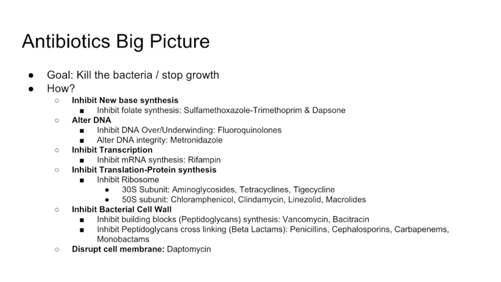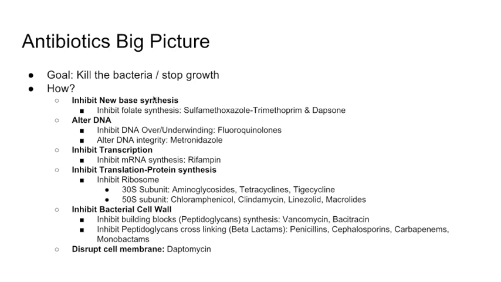As I always do, I like to start with a big picture of what exactly we're doing here. So the goal, as simple as it sounds, is to kill the bacteria or stop its growth. Now you're going to think of how do we kill the bacteria, or how do we stop its growth? It might be helpful to think of the bacteria as having DNA, having proteins, having a wall, and we can intervene in each of these steps to stop the growth of the bacteria or to kill it. So the first thing is that we can inhibit new base synthesis.